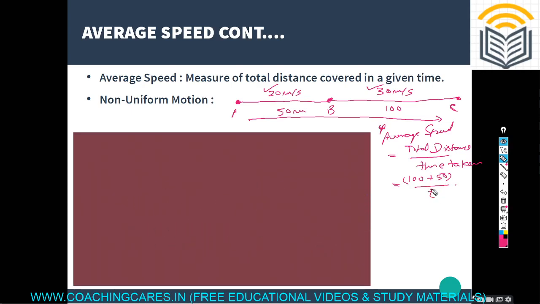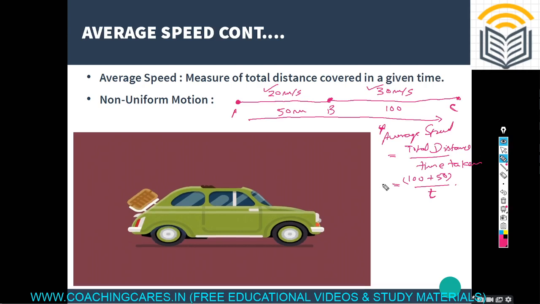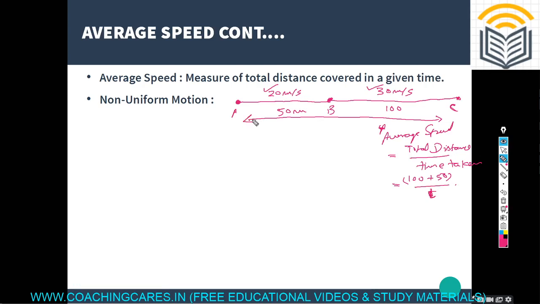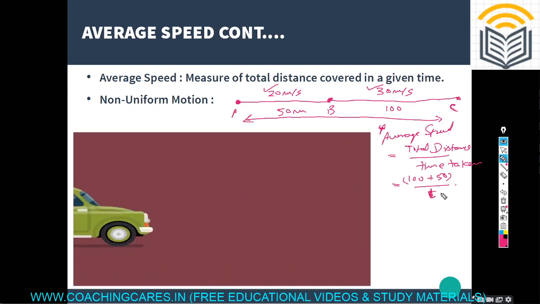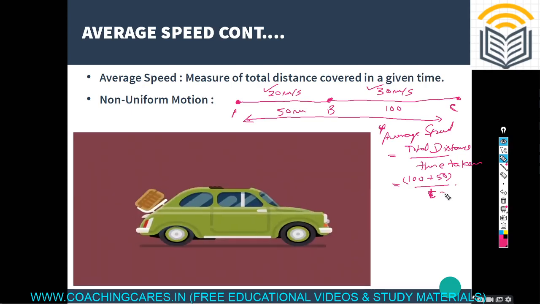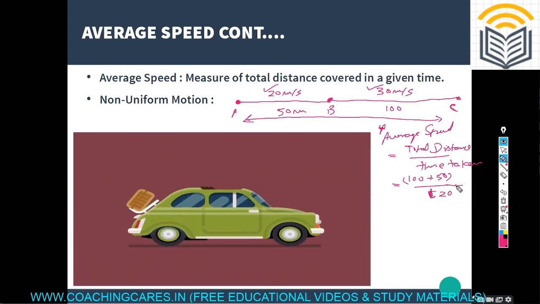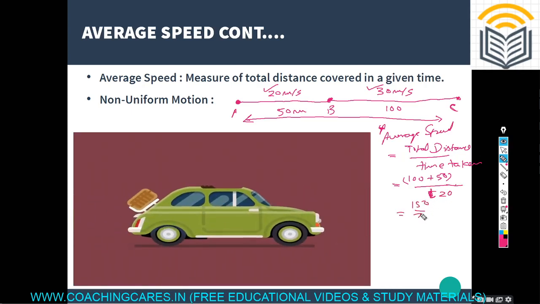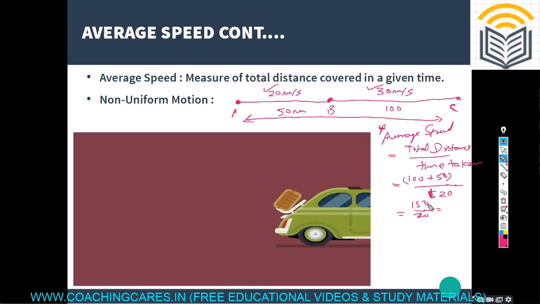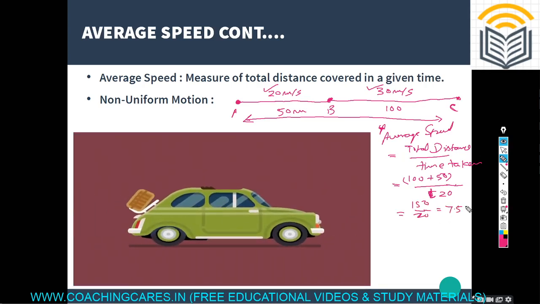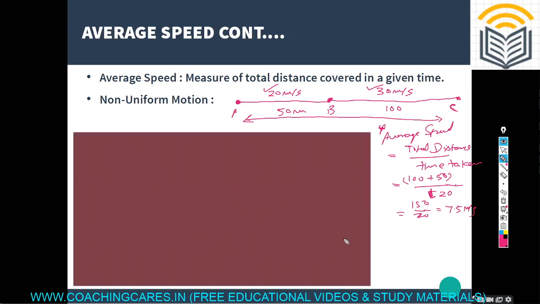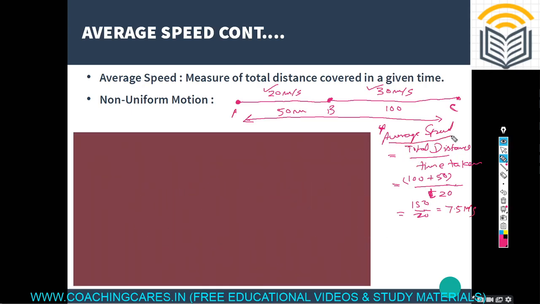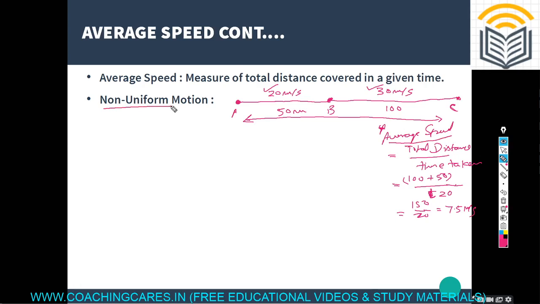We have to calculate the average speed. Suppose the time taken for the whole journey is 20 seconds. So that will be 150 by 20, which is 7.5 meters per second. This is how we calculate average speed if the object is in non-uniform motion.